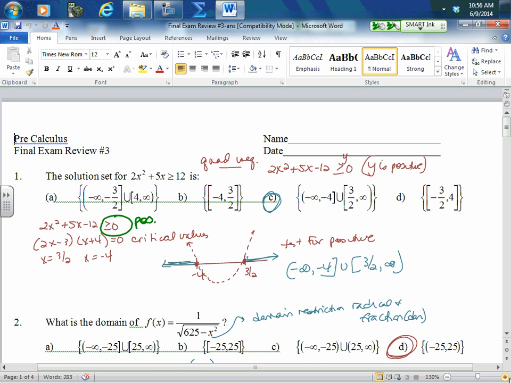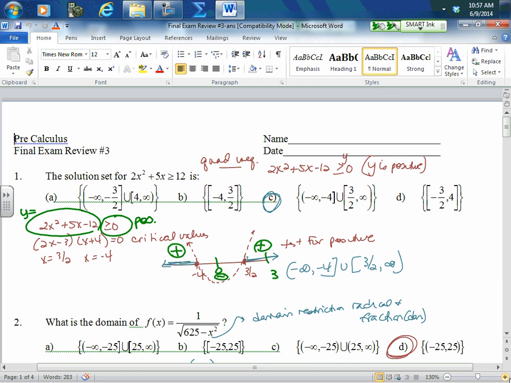Now remember, you could graph this in your y equals. You could look for a value to the left of -4. You could look for a value in the middle. You could look for a value to the right of that. Is my y positive? Is my y negative? So we do positive y, negative y, positive y.